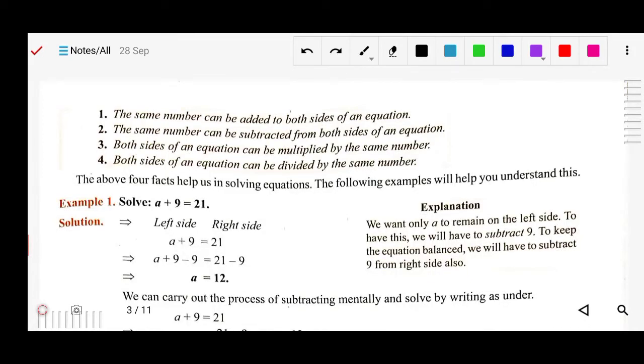Good morning, students. Today we will solve exercise 15b. So, before solving this exercise, first we should know these 4 points.